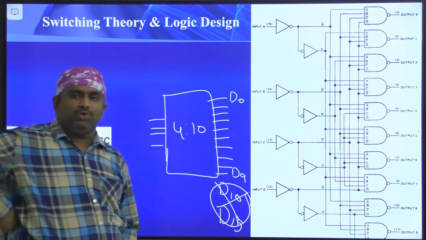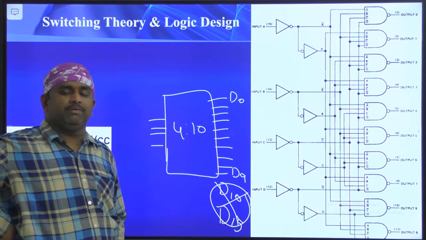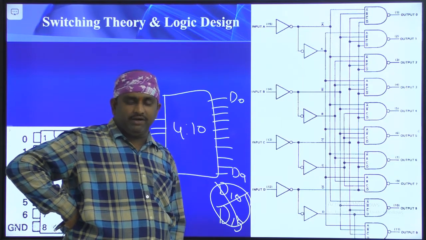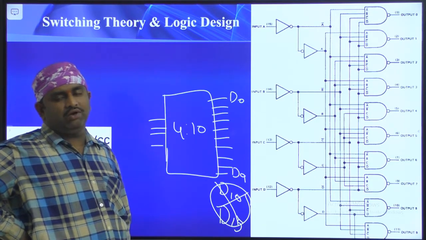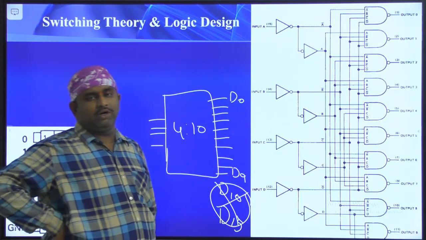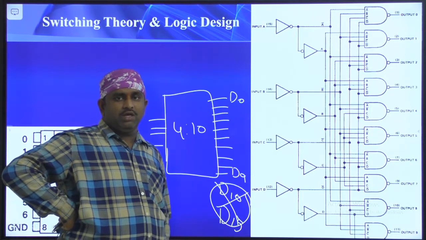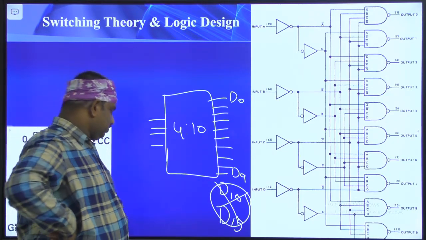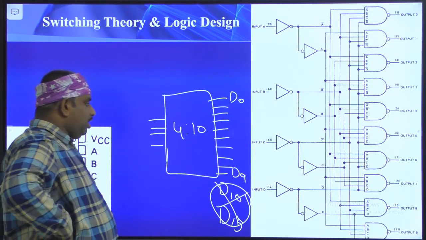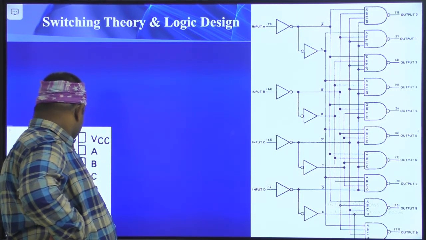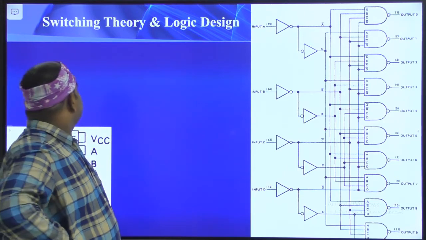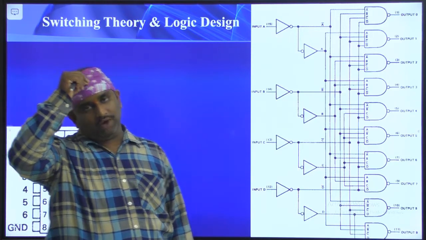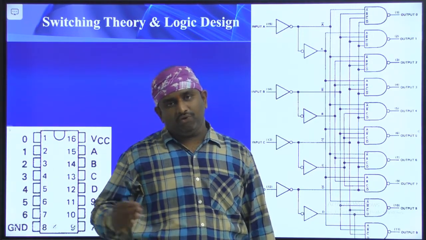This type of IC we use for constructing 7-segment displays. Otherwise, you can use this type of decoder for decimal representation. So this is not a complete circuit, it is just a decoder part. Right. So this is about IC 7442.